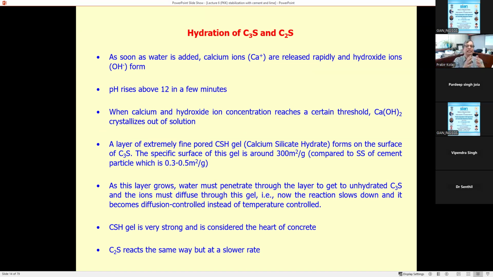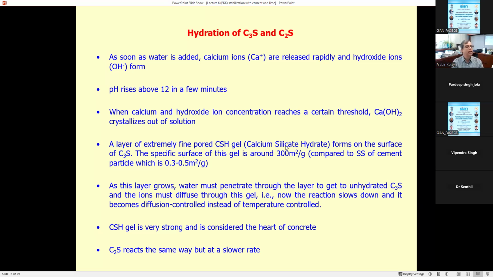It's the alkali and silica, because the soil contains alumina and silica, correct? So when the pH increases, it will dissolve the silica and the reaction takes place, forming a calcium silicate hydrate gel. When the calcium hydroxide ion concentration reaches a certain threshold, calcium hydroxide crystallizes out of solution, and then an extremely fine porous calcium silicate gel is formed.